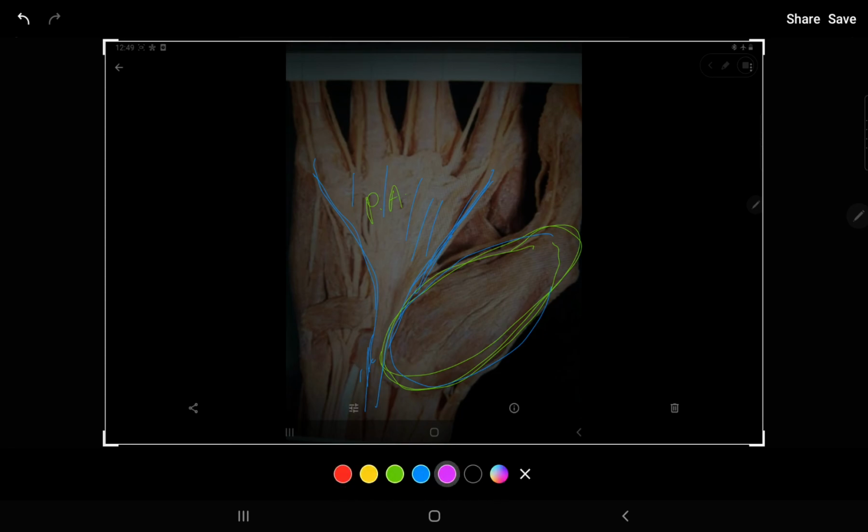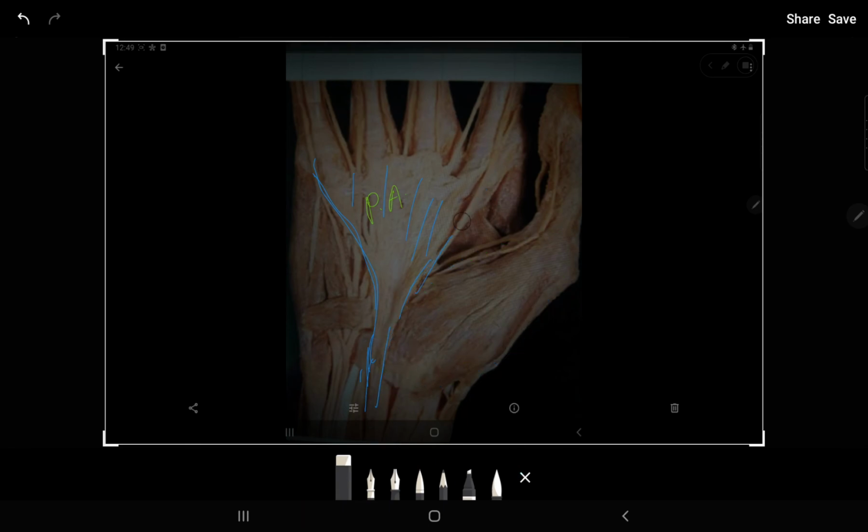Which thenar muscles can you see here? So I am erasing the whole thing first. Okay, so this is your clear picture. You can see only two superficial thenar muscles now.